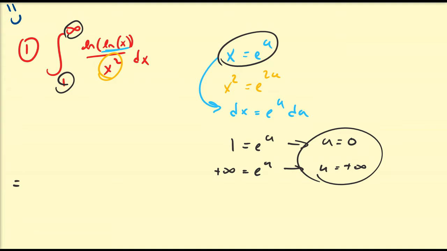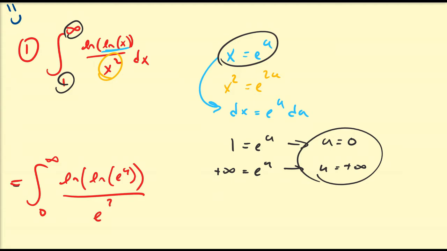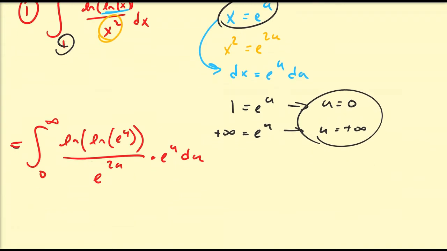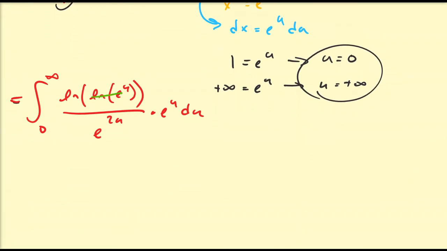So our integral is then transformed into the integral from 0 to positive infinity of the natural log of e to the u divided by x squared, which is e to the 2u, times dx, which is equal to e to the u du. So this interior expression just cancels and leaves us with u. We're just left with the integral from 0 to infinity of the natural log of u divided by e to the 2u times e to the u du.